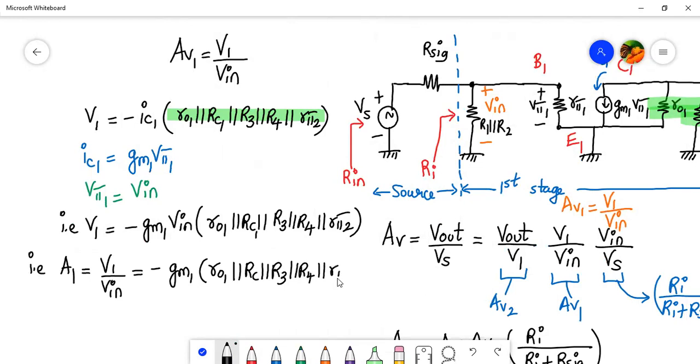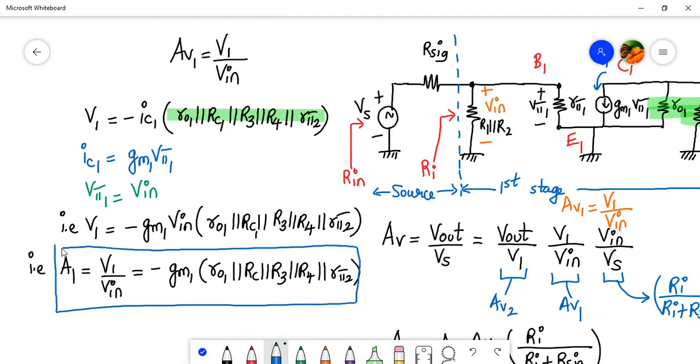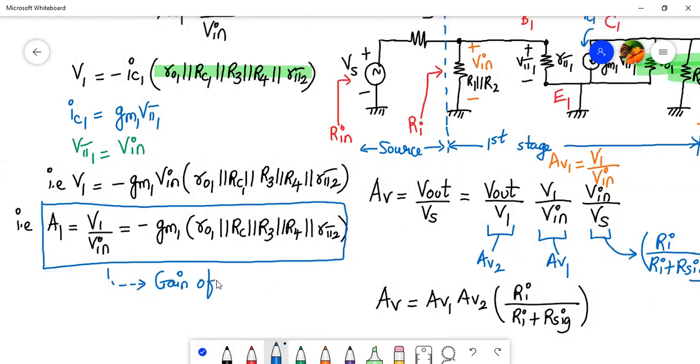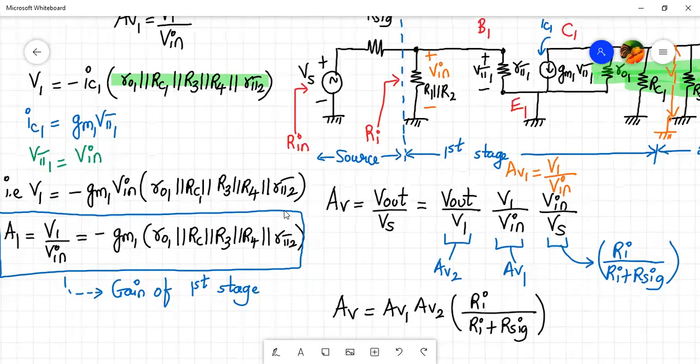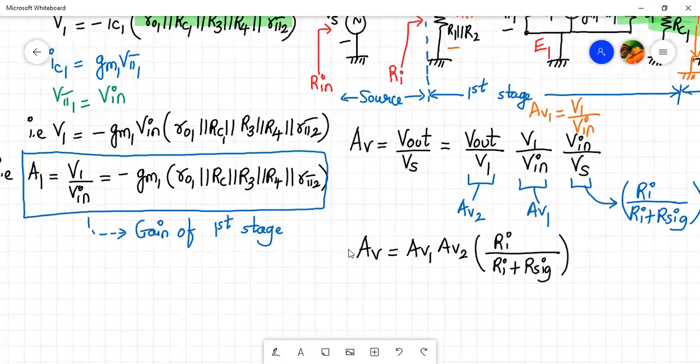R4 parallel to R pi 2. Let me write R pi 2 thoroughly. Okay. R4 parallel to R pi 2. So I'll put it inside the bracket and this becomes the gain expression for the first stage. This is the expression for the gain of the first stage. Okay, fine. So we have found out the expression for the gain of the first stage.